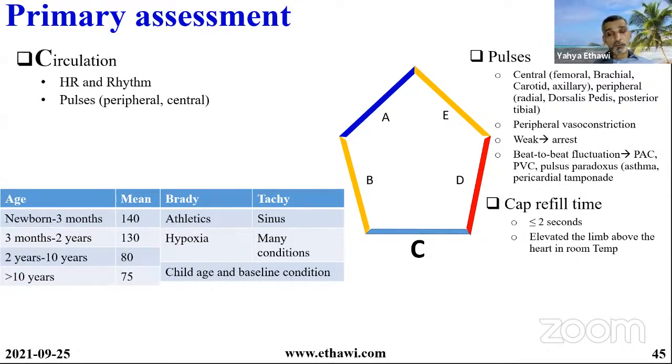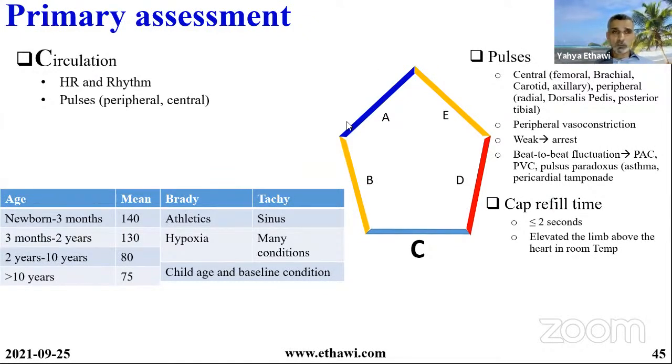When there is peak-to-peak variability, that's when you are alive. When the heart rate or the pulses are plateau, that's when there is a problem. We can also see premature atrial contractions and premature ventricular contractions. We can see pulsus paradoxus in asthma and also in pericardial effusion, and we will speak about pulsus paradoxus later.